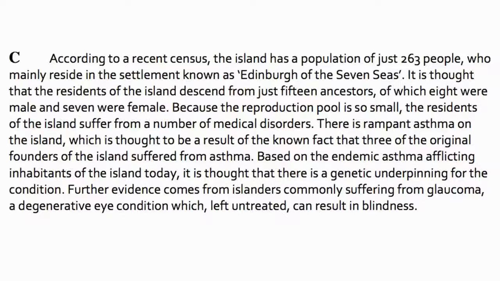According to a recent census, the island has a population of just 263 people, who mainly reside in the settlement known as Edinburgh of the Seven Seas. It is thought that the residents of the island descend from just 15 ancestors, of which 8 were male and 7 were female. Because the reproduction pool is so small, the residents of the island suffer from a number of medical disorders.